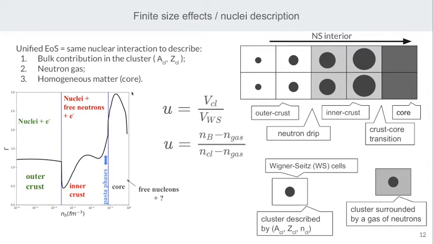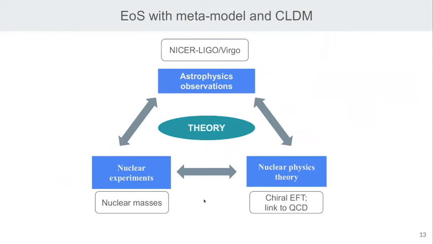An advantage of the modeling that we are doing in this work is that we have a unified equation of state. That means that I'm using the same nuclear interaction to describe the bulk contribution of the clusters, the neutron matter of the gas, and the core of the neutron star. So what we do here in this equation of state with the Meta-model and the CLDM is to model a neutron star connecting these three main blocks.